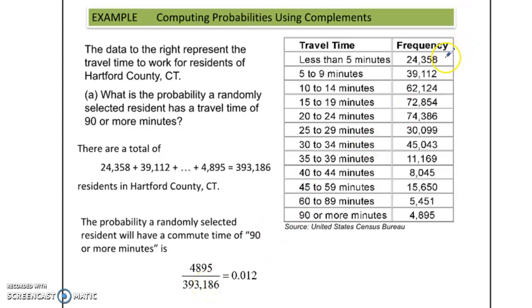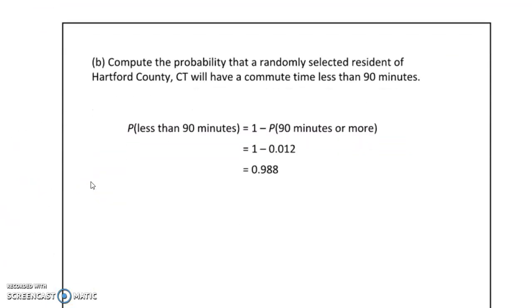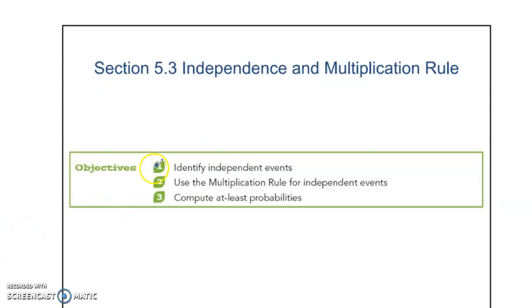I would have to do this one plus this one plus this one plus this one plus this one. That would be a little outrageous. There's an easier way to do it, and the easier way is with the complement rule. On the next slide, it talks about the complement rule. The probability that a randomly selected resident has a commute time that is less than 90 minutes, well, that's easy. We'll take the probability of 90 minutes or more and subtract that from 1. So 0.988, in other words, a 98.8% chance that a randomly selected resident of Hartford County, Connecticut, would have a commute time of less than 90 minutes.